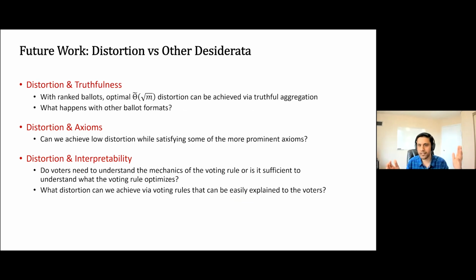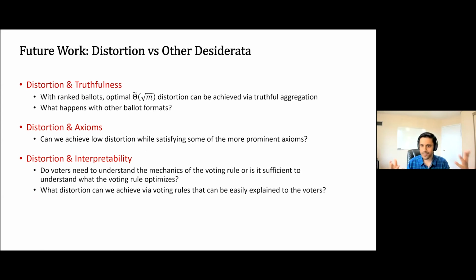So for example, with ranked ballots, it's known that this square root M distortion that you can achieve with a randomized rule, you can actually achieve with a truthful randomized rule. Okay? But with other ballot formats, it's not clear how compatible truthfulness is with distortion. You can also look at whether you can achieve low distortion while satisfying some of the classical social choice axioms like monotonicity. That, as far as I know, is an open question.